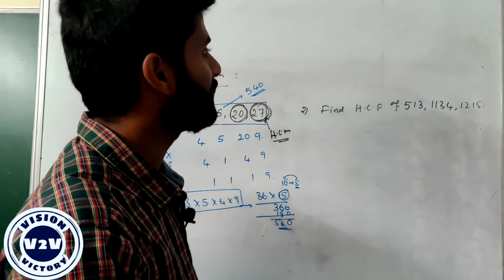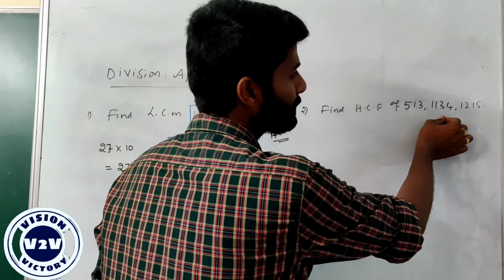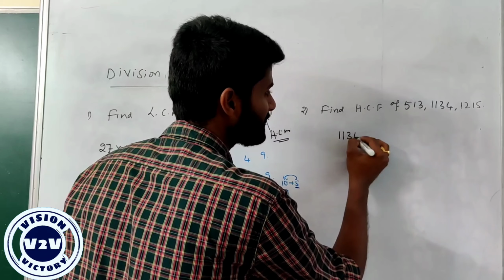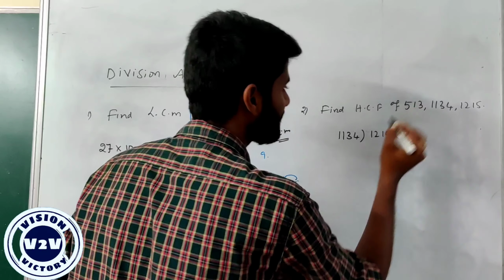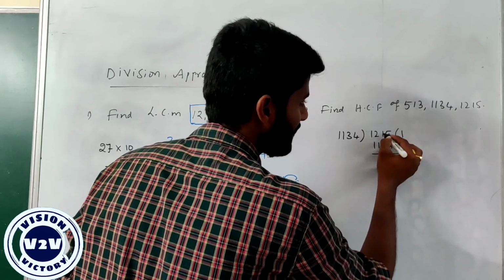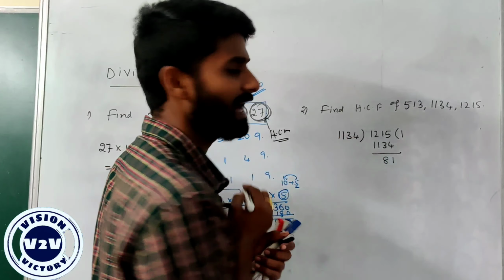In the same way, find the HCF of 3 numbers. If you want the division approach, you can pick any two numbers. So I just pick 1134 and 1215. 1 times is exactly 1134. Here we can go with 1. 11 minus 3 is equal to 8. So here we get 81.